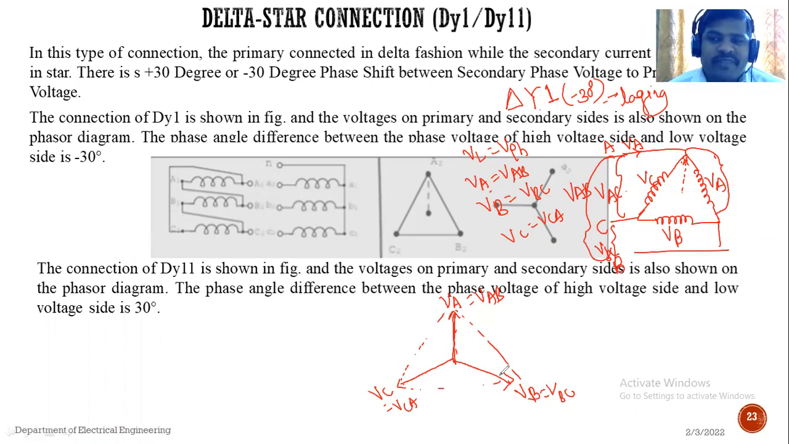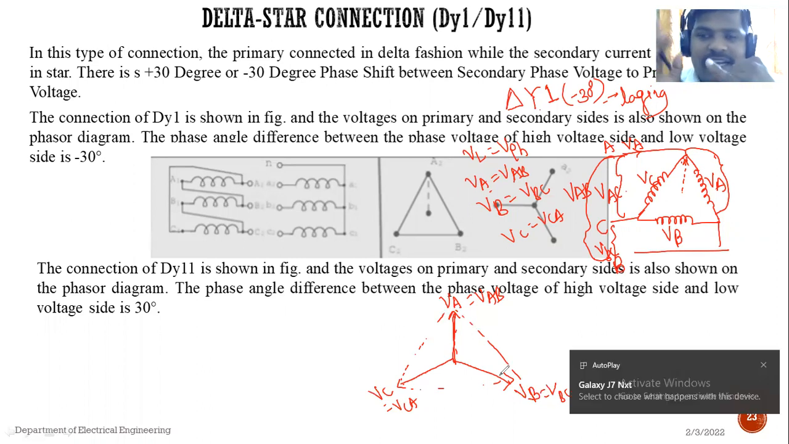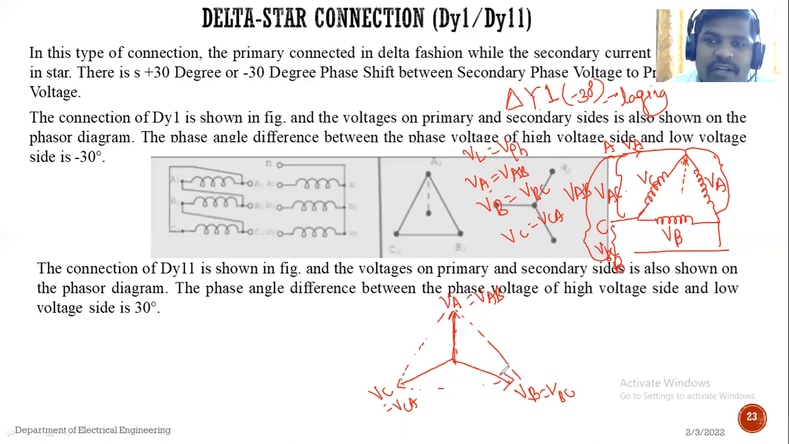Now the secondary side of the transformer is connected in star. So this is nothing but a delta-star connection. The phase displacement between the secondary phasor, or the phase voltage of the LV winding, and the HV winding is 30 degrees. That means the LV winding is lagging behind the HV winding by an angle of 30 degrees.